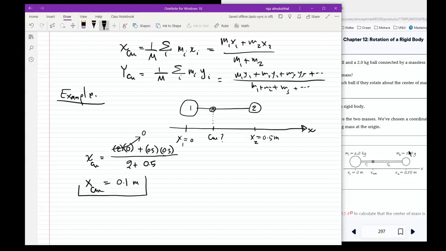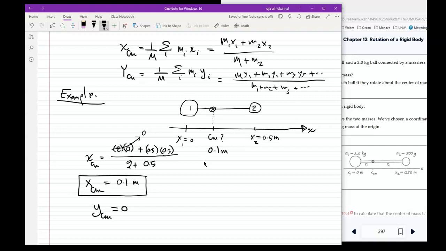Okay. So basically, if I go back to the diagram right here, this center of mass right here is at the 0.1 meter mark. You see what I'm saying? That's basically what it is. And of course, it doesn't have a y coordinate because it's all along the x-axis.